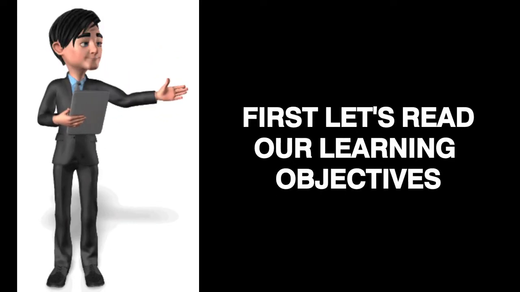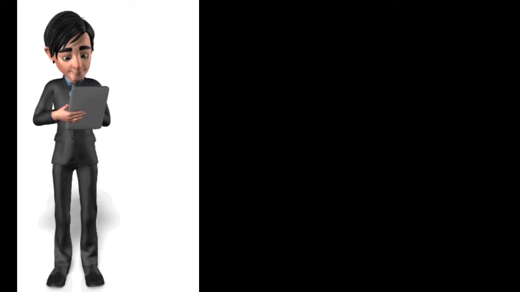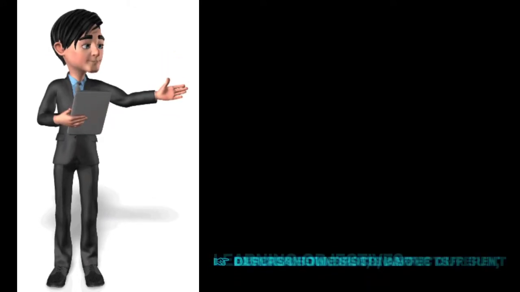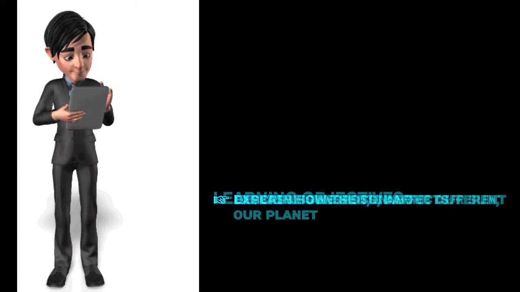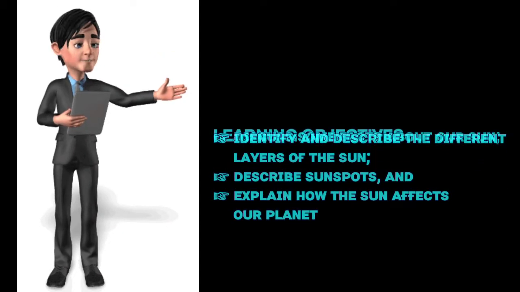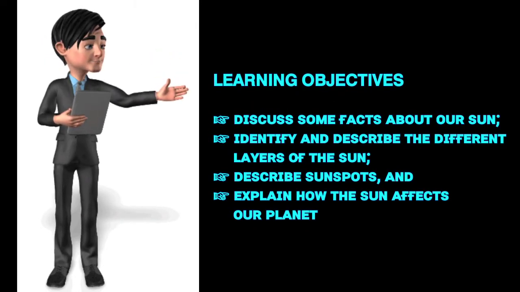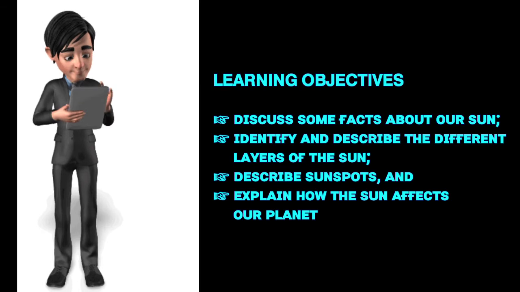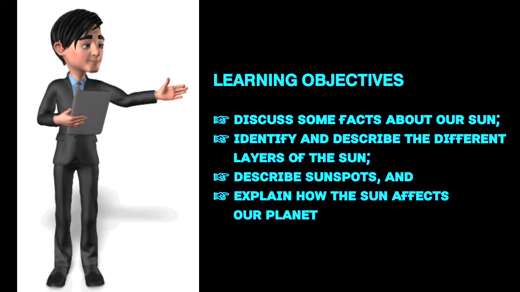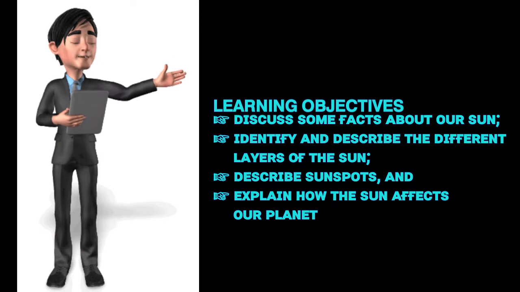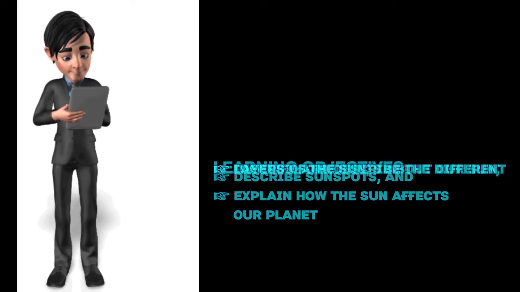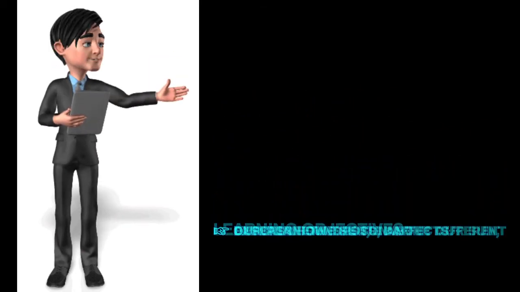Oops! Wait! Before that, first, let's read our learning objectives for our new topic for today. And now, here are the learning objectives for this topic. Discuss some facts about our sun. Identify and describe the different layers of the sun. Describe sunspots and explain how the sun affects our planet. And these are the learning objectives for this topic.